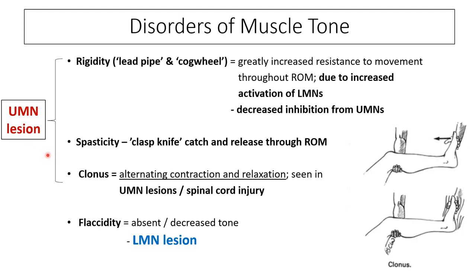On the other hand, with lower motor neuron lesions, you're going to have absent or decreased muscle tone, hypotonia, and this also translates into flaccidity. If a muscle is flaccid, it's weak, there's decreased muscle tone. This is what you see in lower motor neuron lesions. The lower motor efferents are damaged or not able to activate the skeletal muscle fibers sufficiently, creating diminished tone.